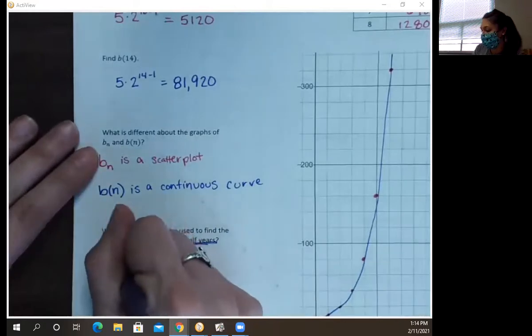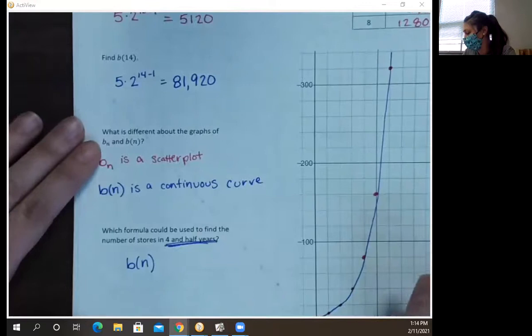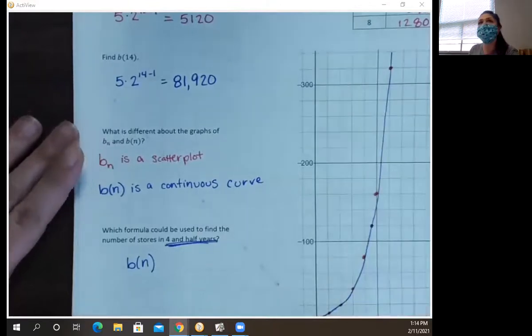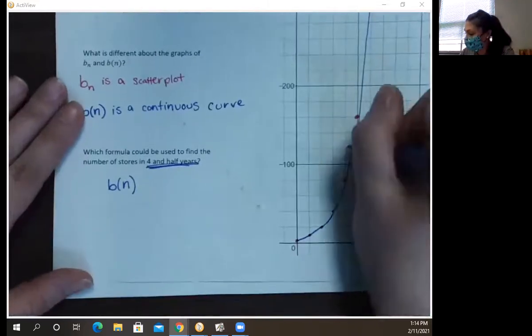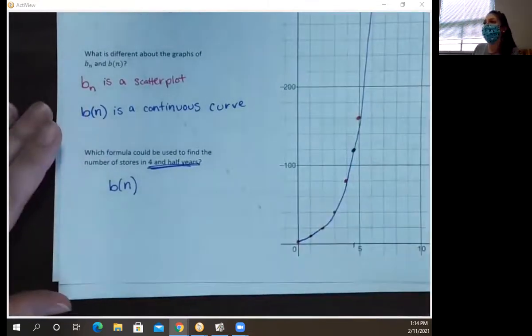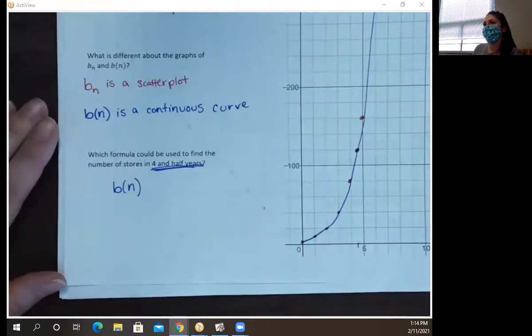So if I want a step or a value that's 4.5, can I get that from the sequence? No, this has to be the function. So 4.5 would be here somewhere, here-ish, and that's going to be on that purple part. That's part of the function. The sequence is only the red points that we plotted to begin with.